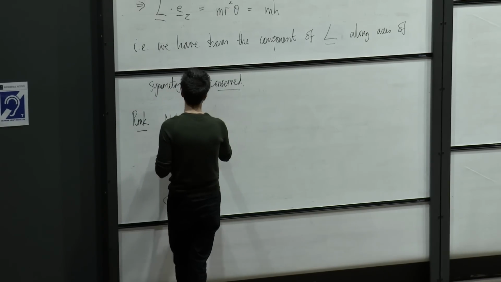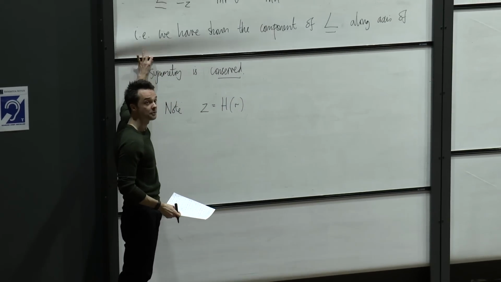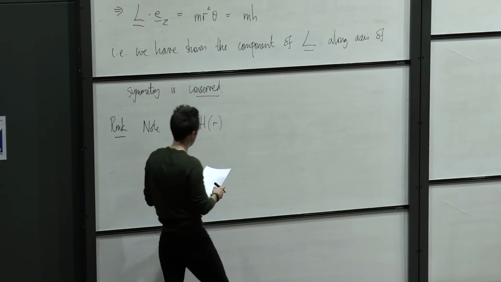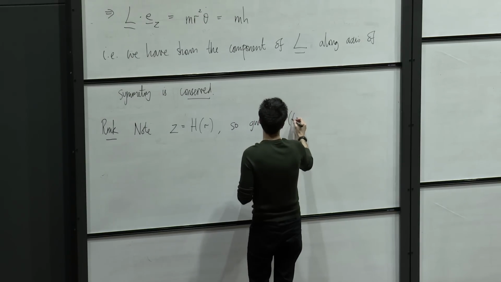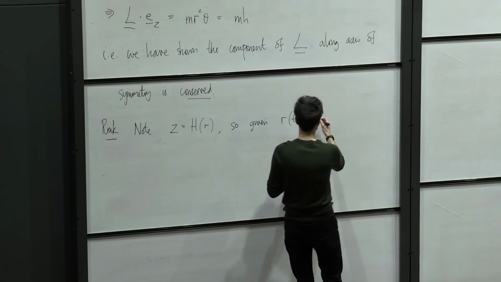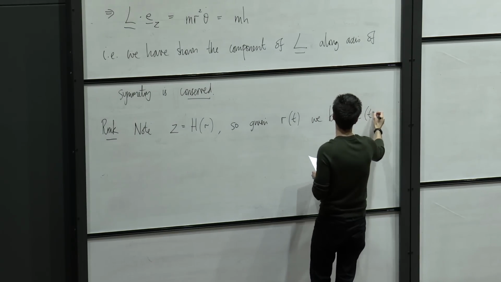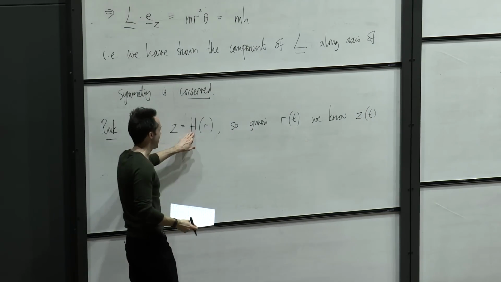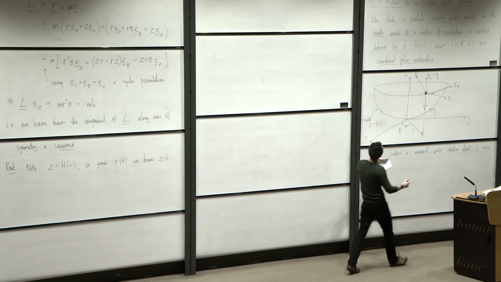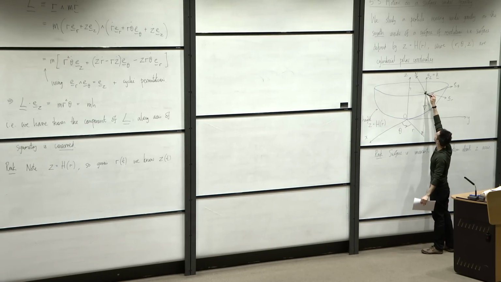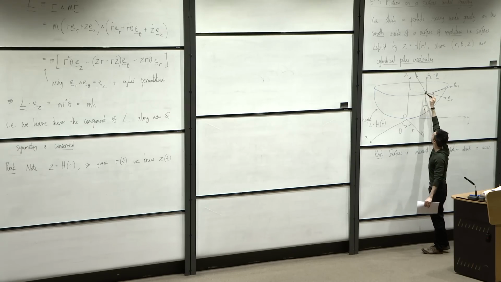So note that z is capital H of r. That just defines the points on my surface of revolution. So given r of t, we know z of t. So z of t is just H of r of t. And geometrically, this scalar r of t is just this distance here. It's the horizontal distance of my point particle from the z-axis. It's the length of that dotted line.